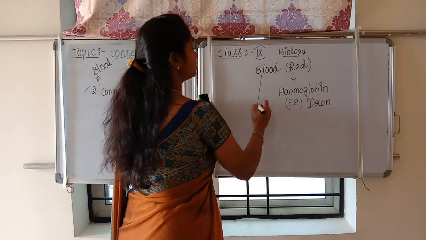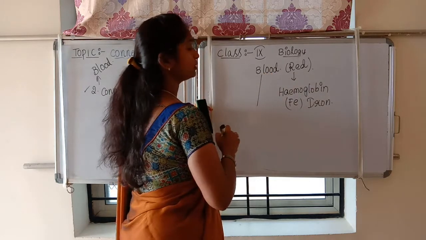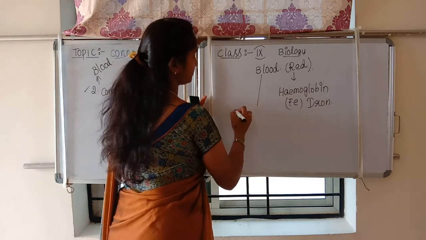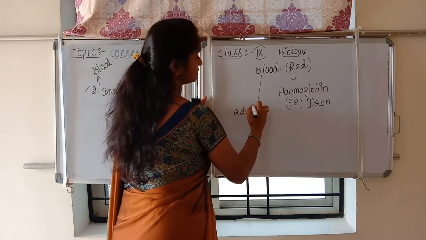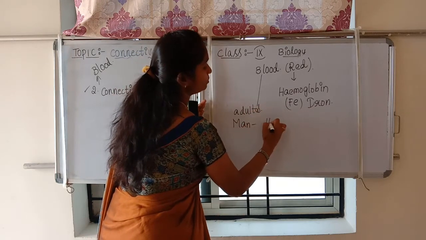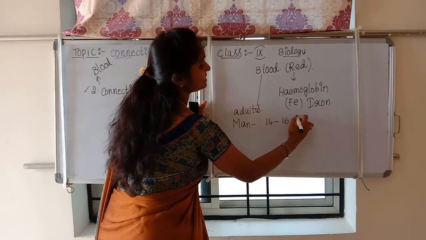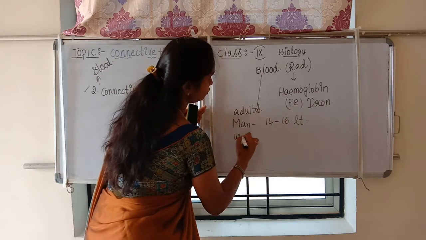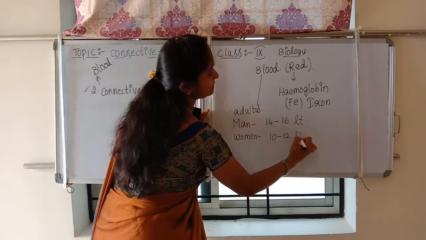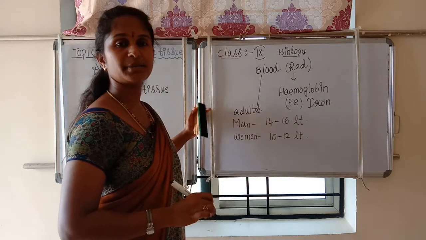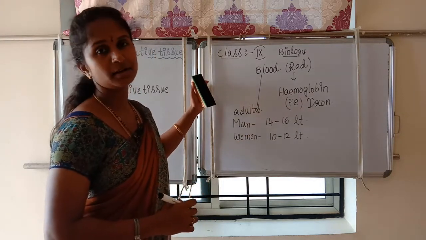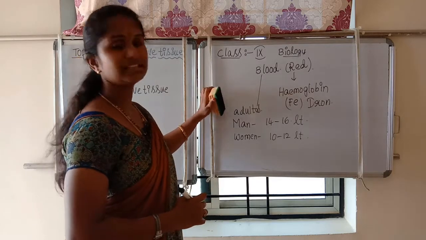And next, for a general adult human, how many liters of blood are present? In men it is 14 to 16 liters, and in women it is 10 to 12 liters. This is the general measurement. At most this amount of blood has to be present in our body in adults.